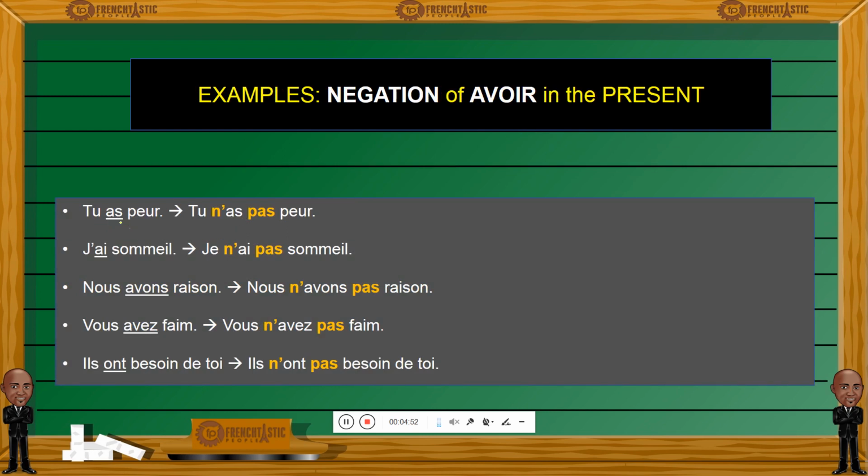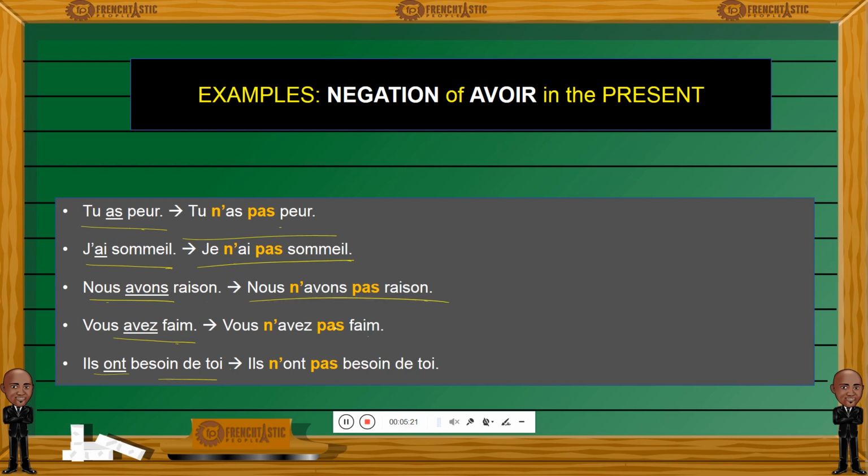Tu as peur. Tu n'as pas peur. J'ai sommeil. Je n'ai pas sommeil. Nous avons raison. Nous n'avons pas raison. Vous avez faim? Vous n'avez pas faim. Ils ont besoin de toi. Ils n'ont pas besoin de toi. So we have affirmative sentences to the left and negative ones to the right.